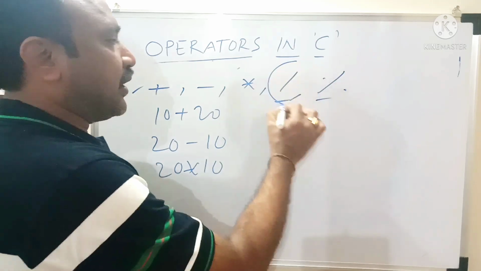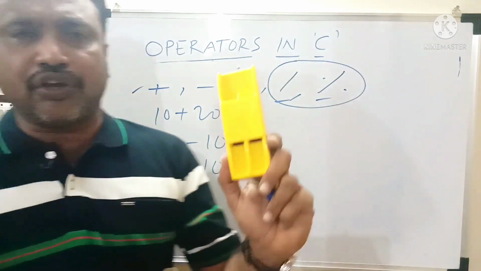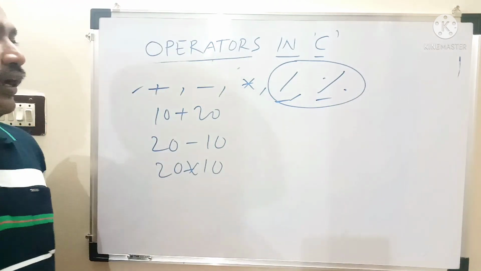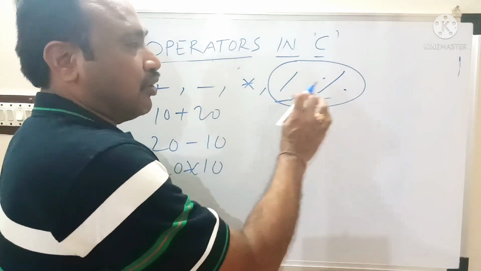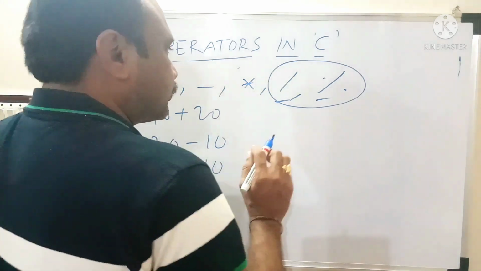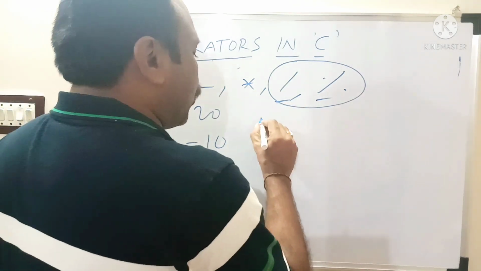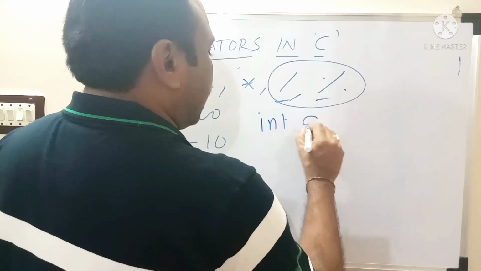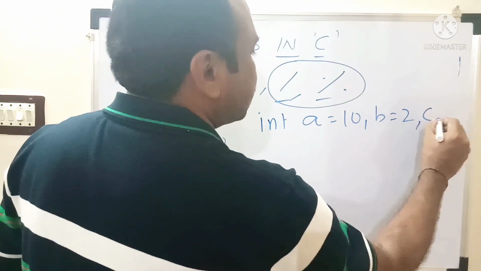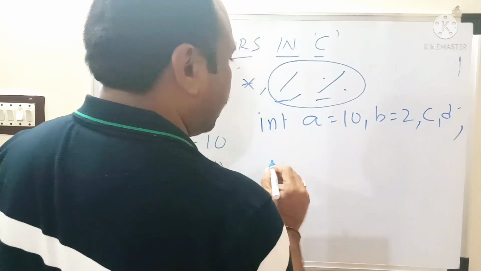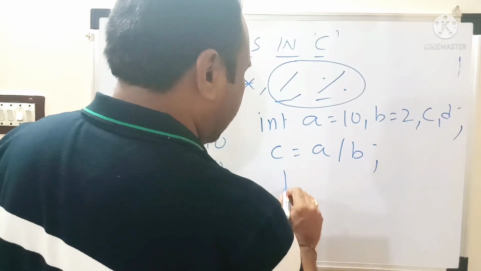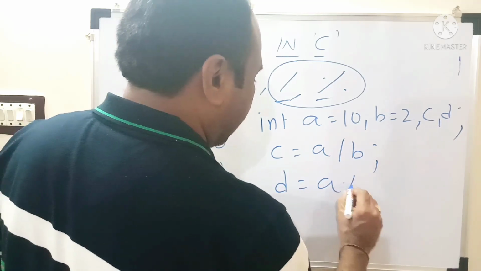These two are very important. They will ask you lot of interview questions on these two operators. Divide by will perform division. Mod also will perform division. For example, I am going to use int a equal to 10, comma b equal to 2, comma c, comma d. c equal to a divided by b, semicolon, d equal to a mod b.